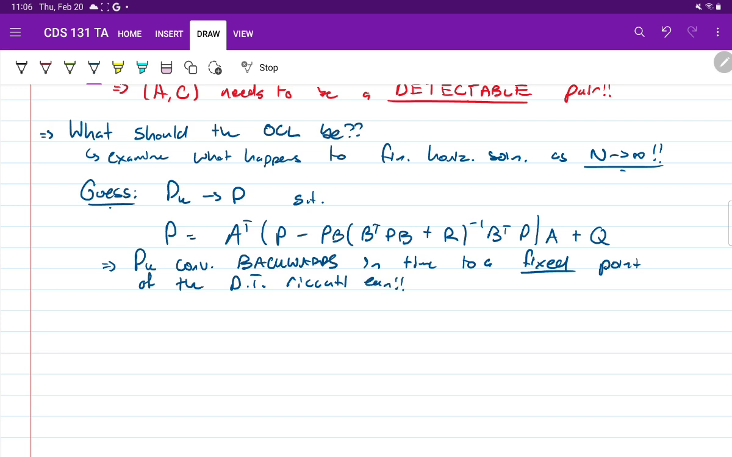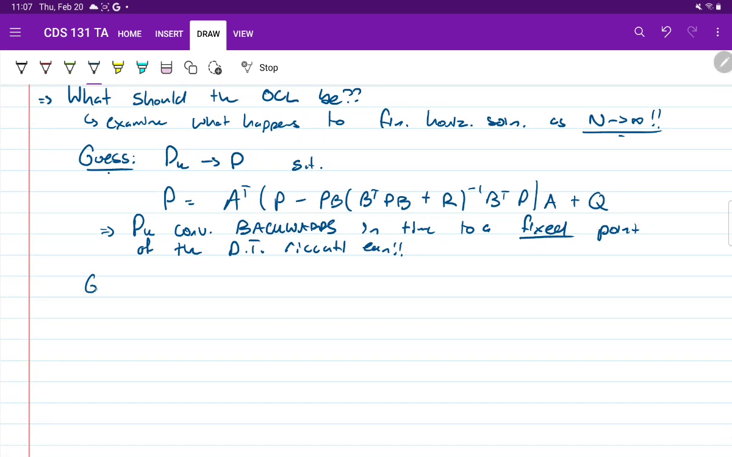And our guess was, as we send off n to infinity, we keep stepping backwards in this recursion. If this recursion should converge, then these Pk's should grow close together. And if these Pk's grow close together, then we could have the same P and Pk plus 1 on either side of the equation. So we should get a fixed point of this equation.